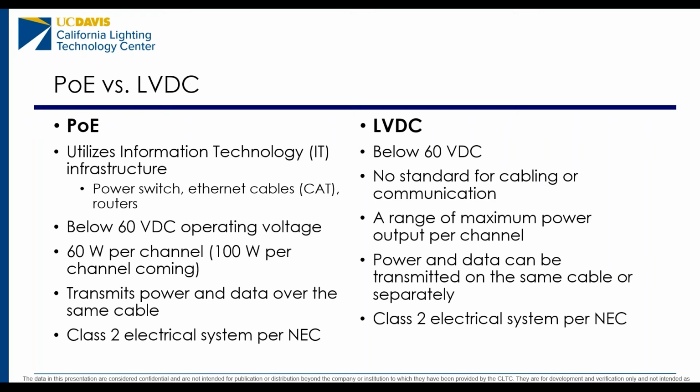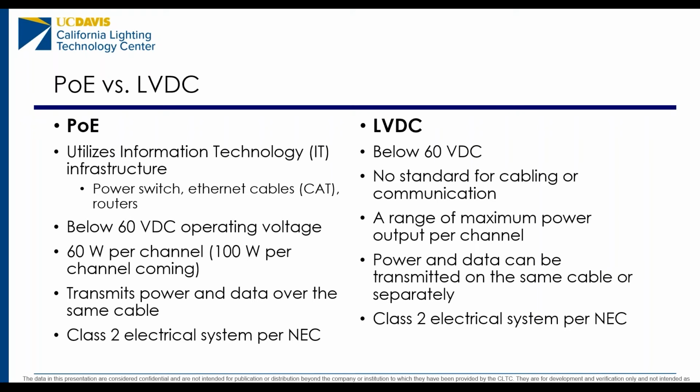So here are some of the differences between these two categorizations that we came up with. As I mentioned earlier, PoE lighting systems use information technology infrastructure such as power switches, CAT cables, routers, and IP communication. They also conform to Cisco's UPoE standard, and they operate below 60 volts DC and 60 watts DC per channel. They're capable of transmitting both power and data across the same CAT cable. And again, they're class 2 electrical systems per NEC.